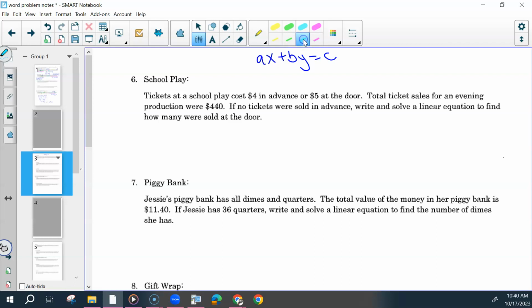Right, total value is $11.40. What else? We have 36 quarters. We're looking for the number of dimes. Something else important that it doesn't have a number to, but the fact that it has all dimes and quarters, because that tells you what type of money you're dealing with.